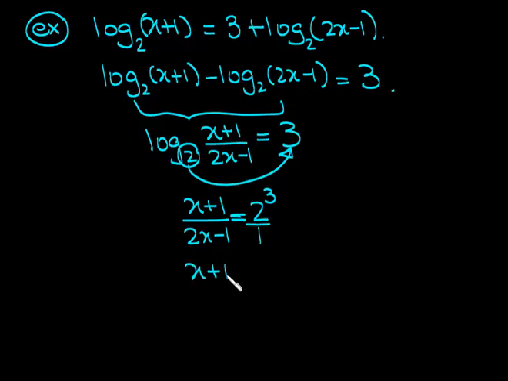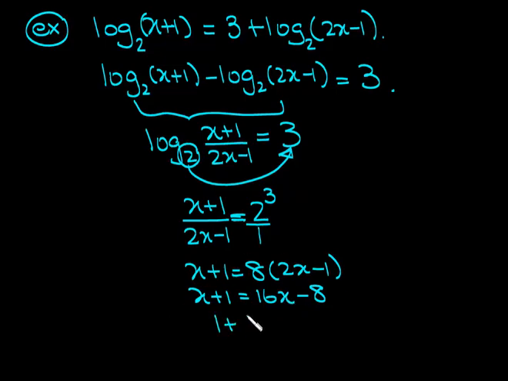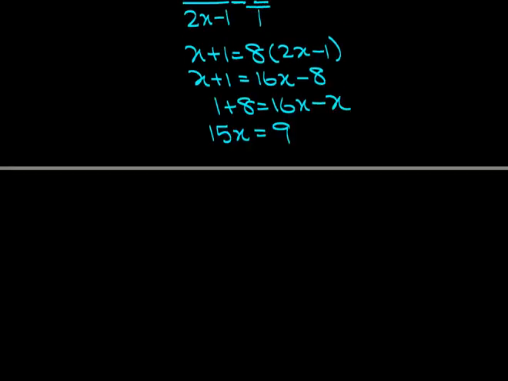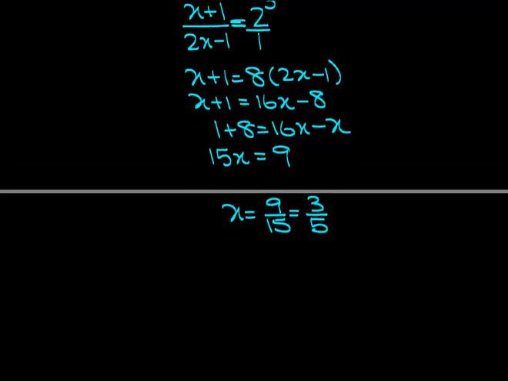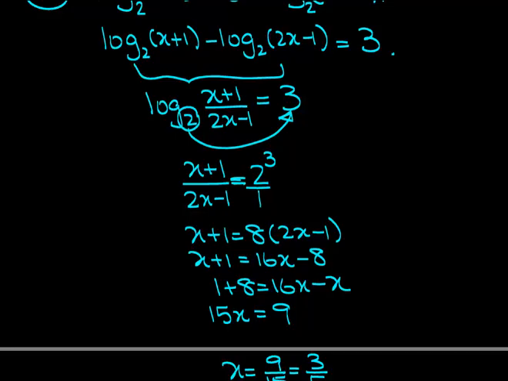So we get x plus 1 is equal to 8 times (2x minus 1). So we get x plus 1 is equal to 16x minus 8. So we rearrange it, so we get 1 plus 8 is equal to 16x minus x. So I get 15x is equal to 9. So you divide both sides by 15, so we get x is 9 over 15, which is equal to 3 over 5. So that's what we did over here. They'd asked us to solve this for x. We had two log terms.